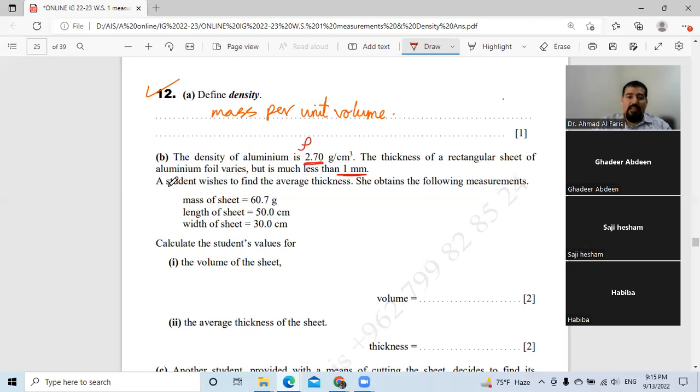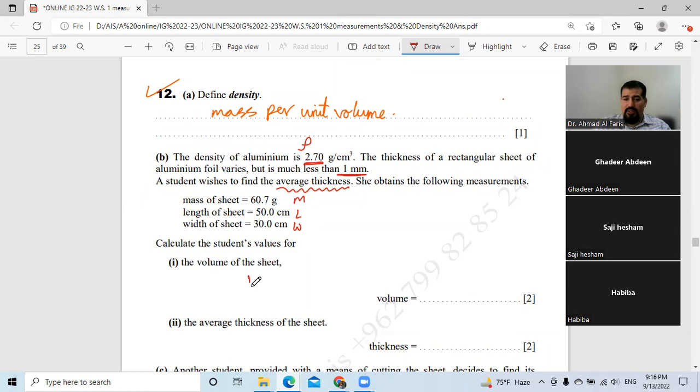Okay. A student wishes to find the average thickness. She obtained the following measurements. She brings a sheet of aluminum. And she measured its mass, 60.7 grams. And she measured its length, 50 centimeters, and the width, 30 centimeters. First of all, calculate the volume from these given mass, length, width. They ask about the volume of the sheet.